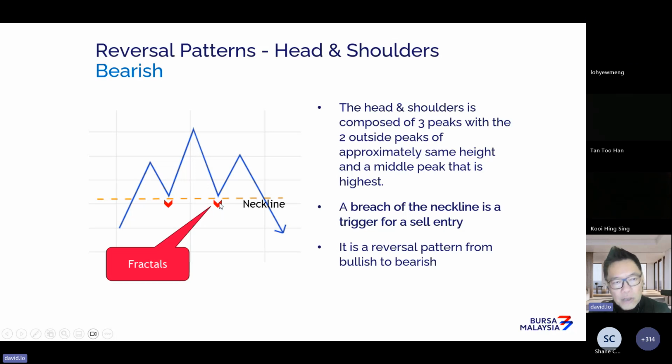So in all these reversal chart patterns, you will see not only a pattern breakout or a pattern trigger, you will always see also a fractal trigger, right? And that's why I say fractal is a master key, because if you can see the fractal, you basically can decompose what's the next move already. So this is a classic head and shoulders in terms of the bearish pattern.